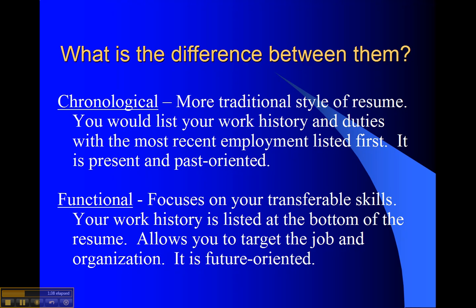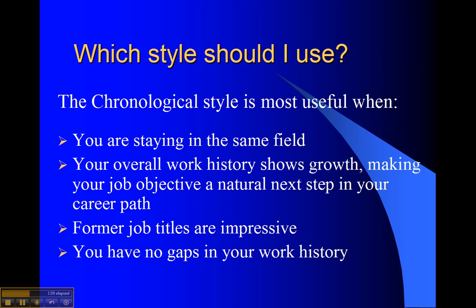The chronological style is a more traditional style of resume, and you would list your work history and duties with the most recent employment listed first. It's considered present and past oriented. The functional focuses on your transferable skills. Your work history is listed at the bottom of the resume and allows you to target the job and organization. It's considered future oriented. Which style should you use?